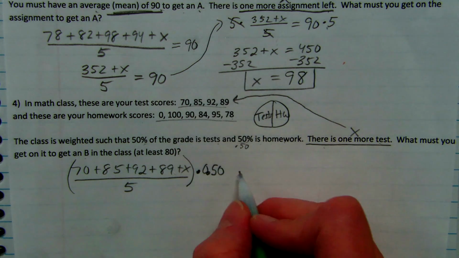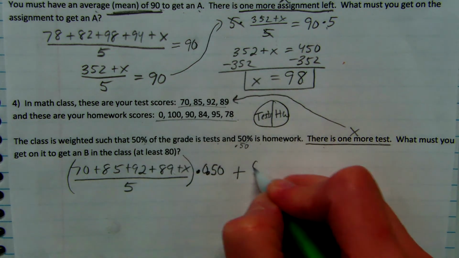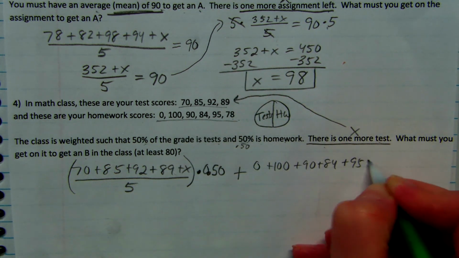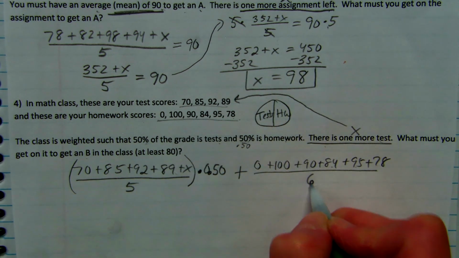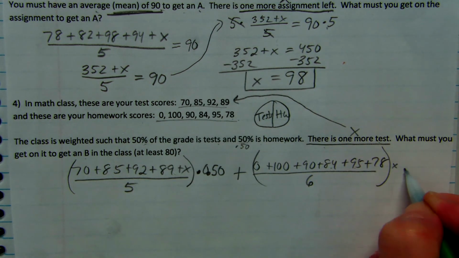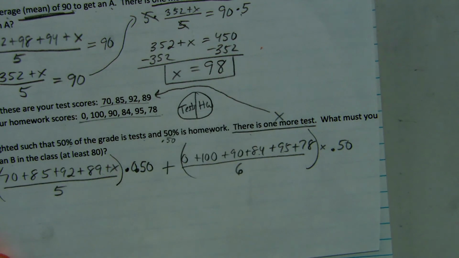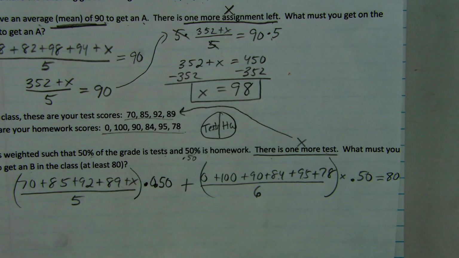Then you're going to add to that your homework scores, which are 0, 100, 90, 84, 95, and 78. So there's 1, 2, 3, 4, 5, 6 of those that you're going to divide by 6, and then you're going to take that times 0.50 for the other 50%. And you want all of this to equal at least an 80 overall. So this looks kind of weird, but it'll work out.